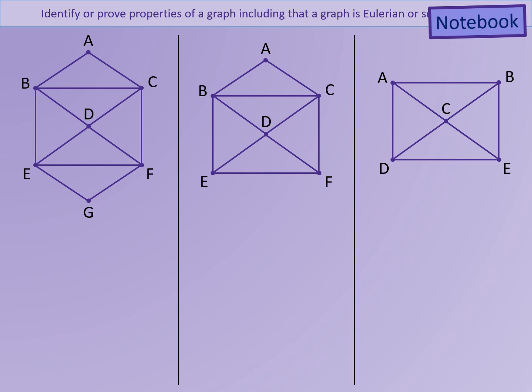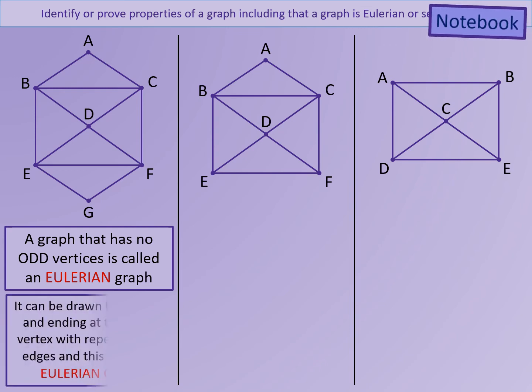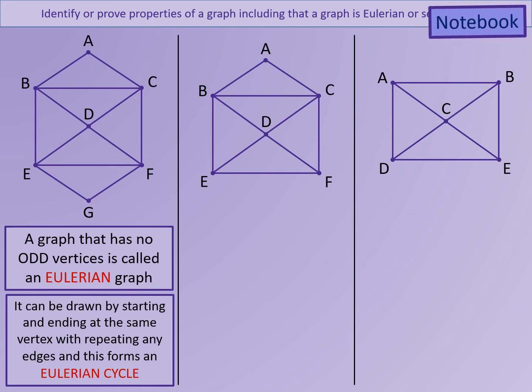So graphs can be split into 3 different categories based on the order of their vertices. The first category is a graph that has no odd vertices at all, so every vertex has an even order. This is called an Eulerian graph. And a characteristic of an Eulerian graph is that it's possible to draw that graph without taking the pen off the paper, without repeating an edge, and you are always able to start and end at the same vertex. It's possible to do this starting and ending at any vertex in the graph.